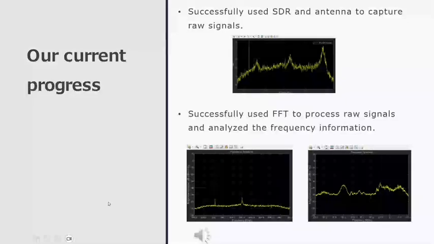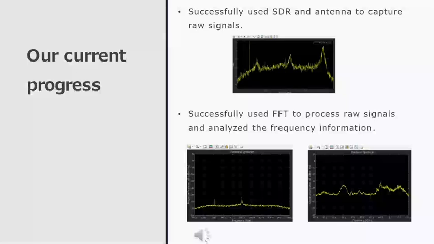For our current progress, we successfully used the SDR and antenna to capture the raw signal, which is the first diagram. But you can see there's not much useful information in that graph. After we use the fast Fourier transform to process the raw signal, we get the second and third diagrams. The second diagram is from the 4G and 5G bands. You can see it has a really high pulse at 900 megahertz. That means we captured the signal of the 4G band.